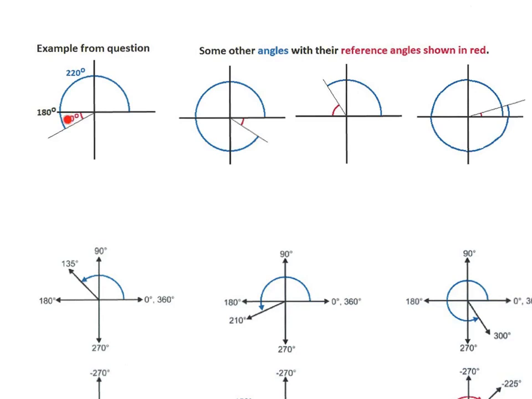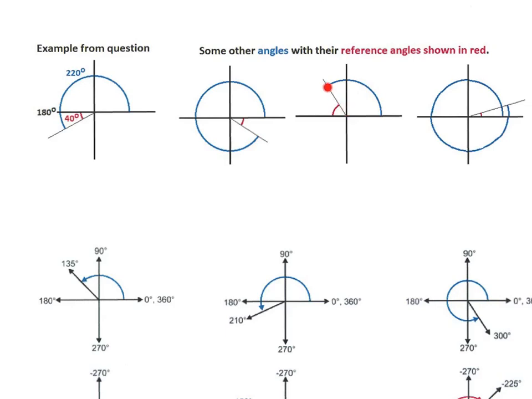So here in quadrant 3 would be the reference angle. It's always a positive measurement, like if you were using a protractor. Here's our standard position angle, but the reference angle is the acute angle up to the x-axis. So in quadrant 4, it would be right here.